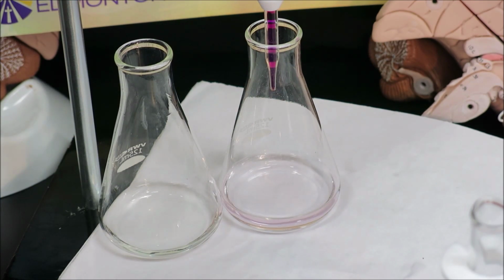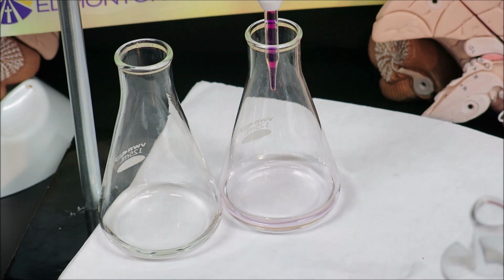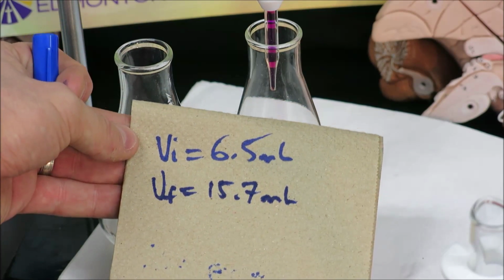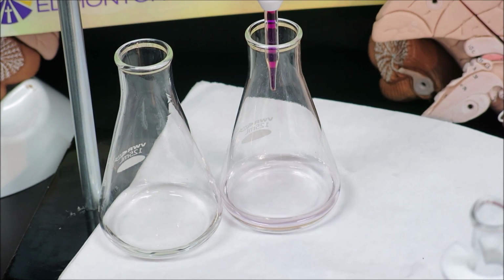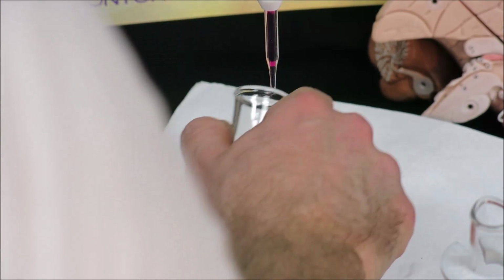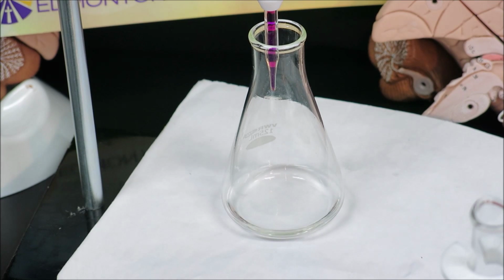So we go ahead and check our burette, and in this case we can see that the volume is at 15.7 milliliters. So our initial volume of 6.5 milliliters, our final volume at 15.7 milliliters. Taking a look at that, we can see that it is not quite 10 milliliters. In fact, it's just over 9.2.